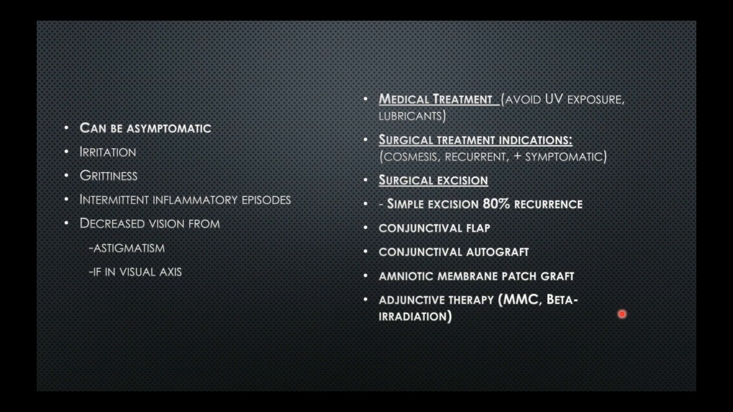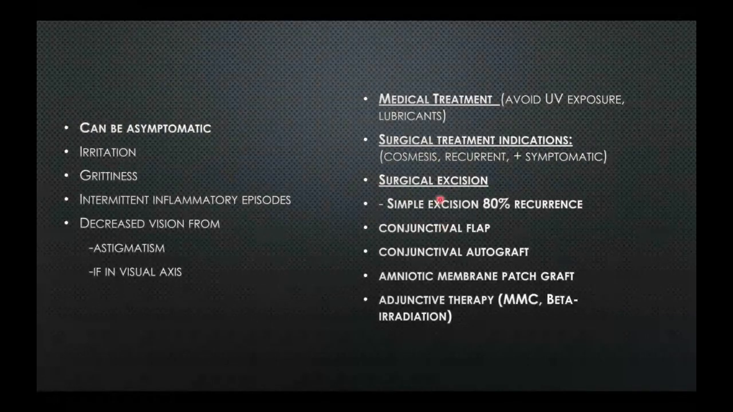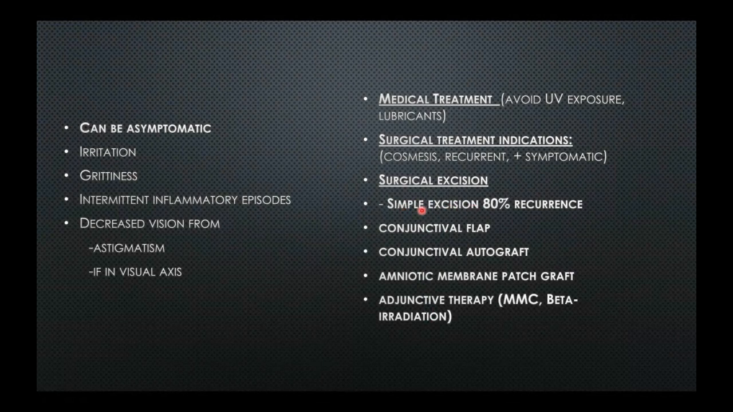So there are a couple of ways that we can remove or excise a pterygium. All of these modalities here are good. The problem is that this one is just a simple bare sclera approach where we just lift it off of the conjunctiva and take it off and don't do anything with it. So that's called bare scleral excision, and it has an 80% recurrence rate.